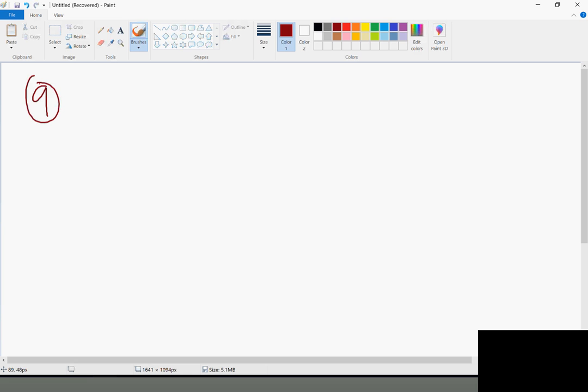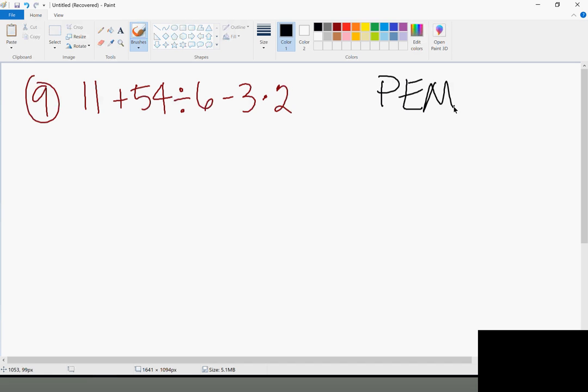Okay, so number 9, 11 plus 54 divided by 6 minus 3 times 2. So we have more order of operations. So let's throw that, please excuse my dear Aunt Sally up there. We don't have parentheses to address, so we're not going to worry about that. We don't have any exponents, so we're not going to worry about that. Now we have multiplication and division. Let's go left to right. We've got division here. So 54 divided by 6 is 9.